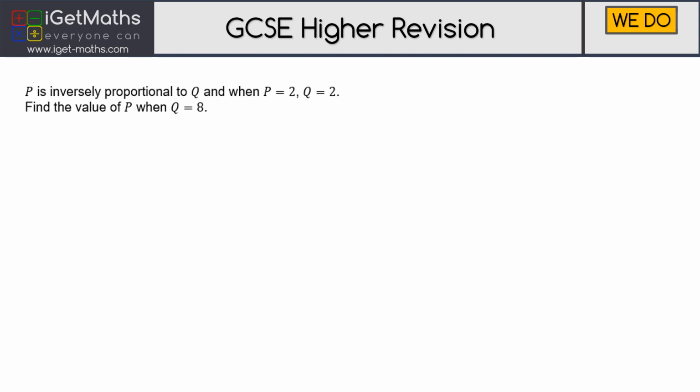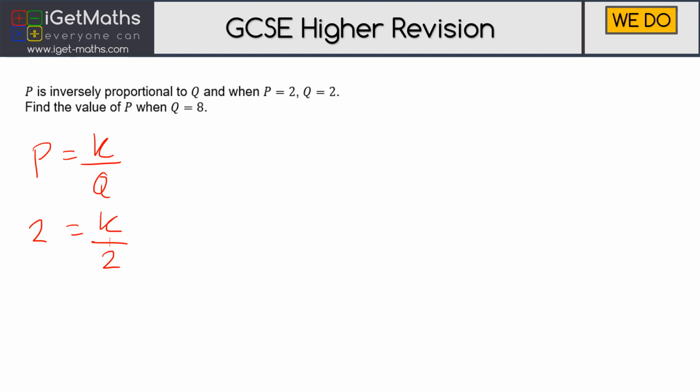Okie doke. So we've got P is inversely proportional to Q, and when P equals 2, Q equals 2. Then we need to find the value of P when Q equals 8. So we're going to put P equals, remember inversely proportional, you'd put K over Q. And then we're just going to substitute the values. P is 2, K over Q is also 2. And we're going to try to find out the K constant.